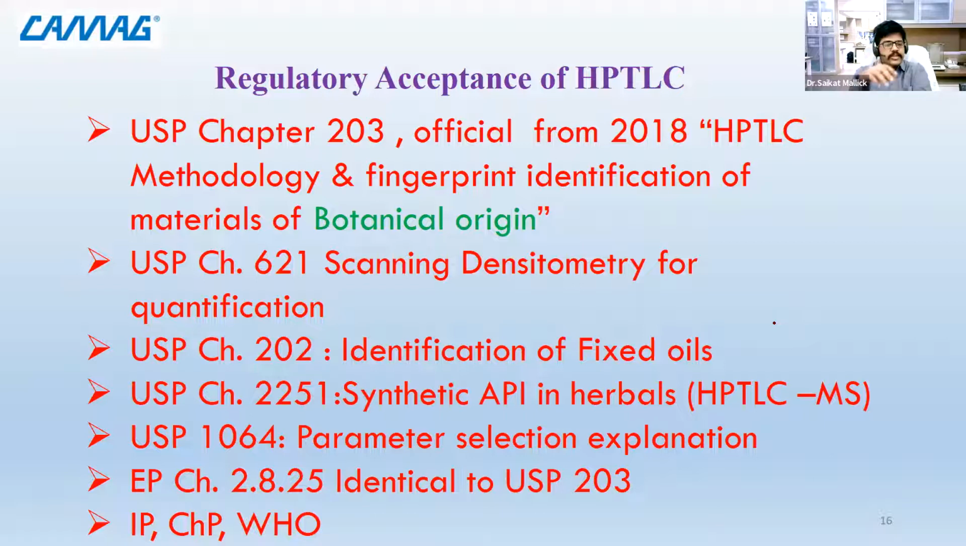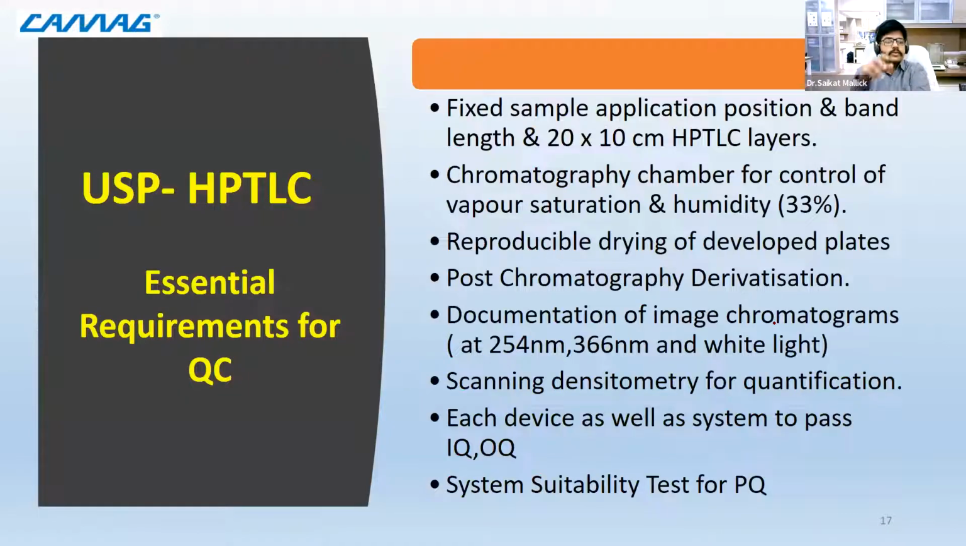And finally, there are some additional chapters like 2251, which is for HPTLC MS in herbals. There is a mixture of synthetic APIs, like you may take a herbal painkiller, a herbal knee joint remedy. For the knee joint, the person has told you to eat this tablet, and incidentally he may be adding diclofenac in that, so that when you eat it you feel, arre, I'm getting the response. But that may not be because of the herbal part, but maybe because of the synthetic API. And chapter 2251 helps you to identify these kinds of mischievous activities, and there you can use HPTLC MS. Then there is 1064, where parameters are given: European pharmacopoeia, Chinese pharmacopoeia, WHO, and many other pharmacopoeias have HPTLC. So this is about the regulatory aspect.